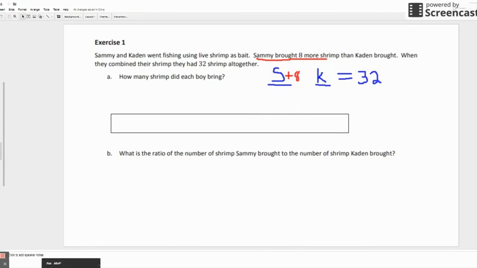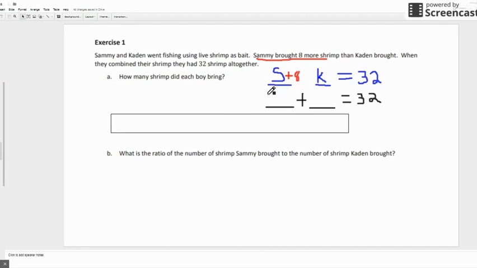Well, this is a guess and check type of problem. You also could do some different type of math. But I want you to try to figure out how many shrimp Sammy brought and how many shrimp Caden brought to equal 32. So pause the video for a moment and try to figure out what you think the answer would be. And please use pencil to fill this in. And when you try to figure it out, please come back.